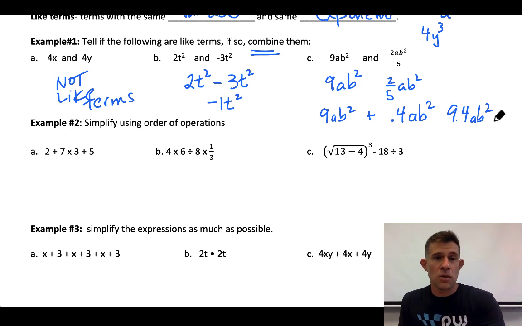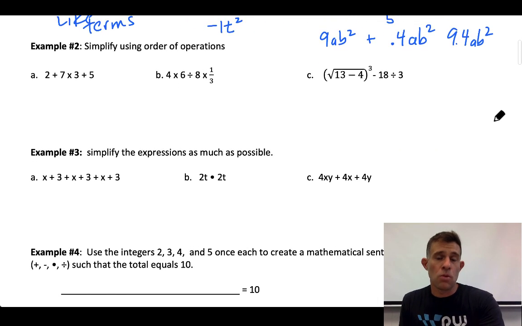All right, next we're going to do some examples of using our order of operations, PEMDAS or GEMDAS.